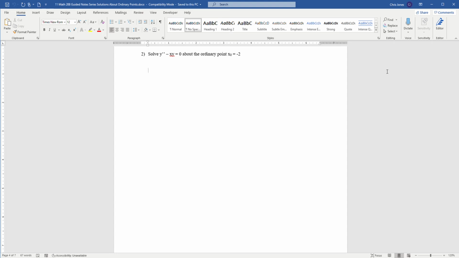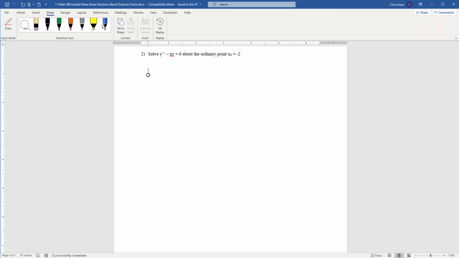So remember our form. We're going to start by saying our general series is going to be the series n equals 0 to infinity of c sub n, and usually it's x to the n, but this time it's going to be x minus negative 2 to the nth power, or that just becomes x plus 2, obviously. And so that's really the only difference in the setup.